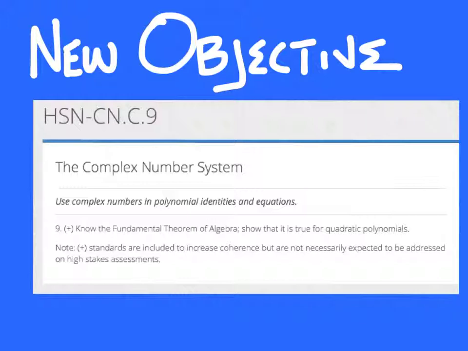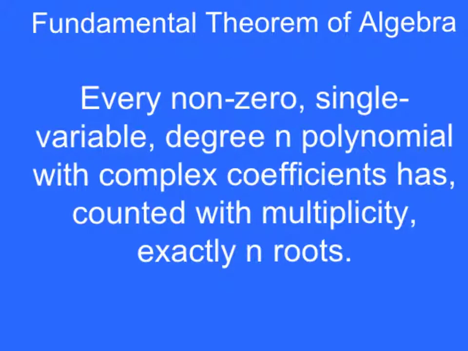This one is a new objective. Use complex numbers in polynomial identities and equations. And we'll get to the complex part as soon as we master the other. Know the fundamental theorem of algebra shows that it is true for quadratic polynomials. And the part of the fundamental theorem of algebra that we're looking at today: every non-zero, single variable, degree n polynomial with complex coefficients has, counted with multiplicity, exactly n roots. Now that sounds really weird. The example is much easier than what it sounds.